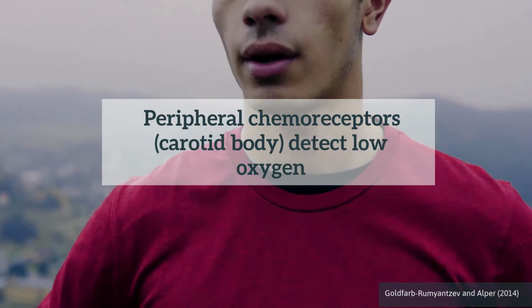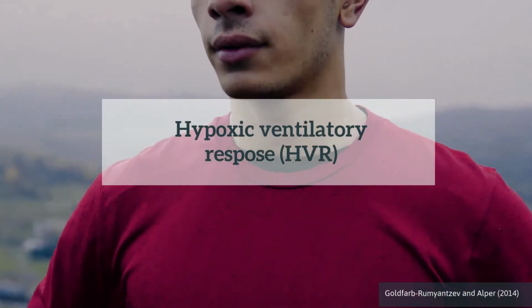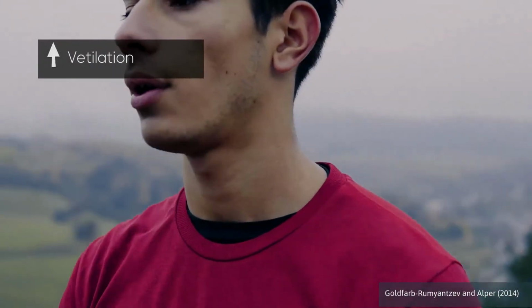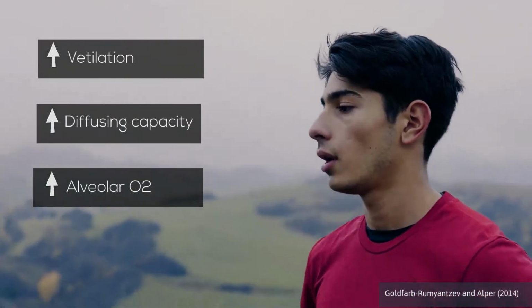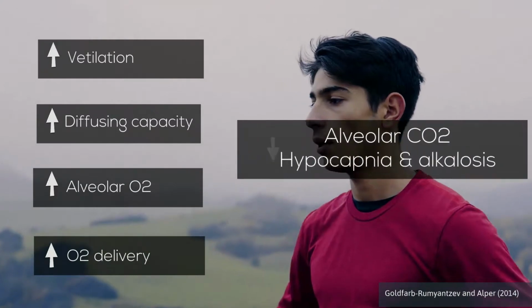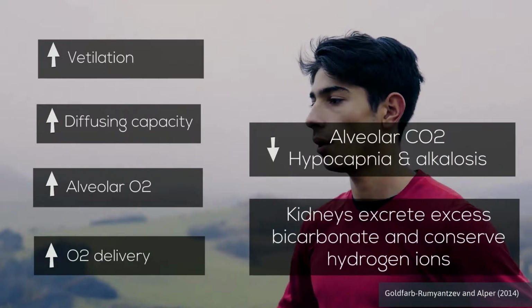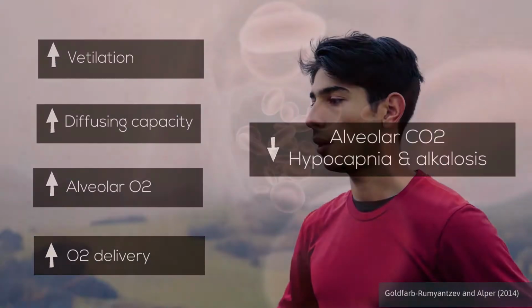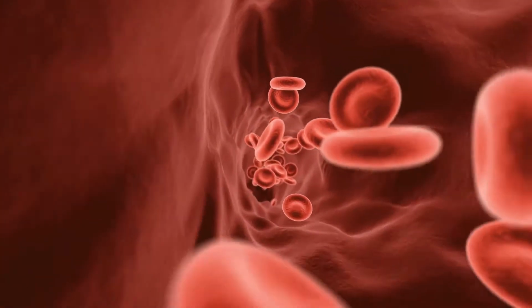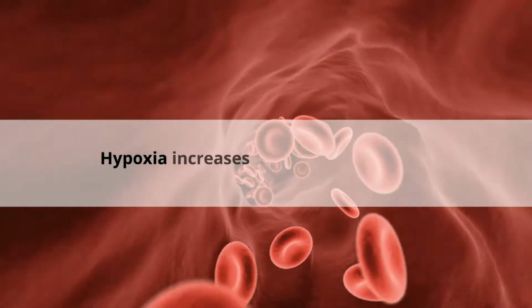Peripheral chemoreceptors detect low oxygen and recognize the body is hypoxic, which activates a cascade of responses. It increases ventilation rate, diffusing capacity, and oxygen delivery, while decreasing carbon dioxide. The kidneys compensate for the increased alkalinity by excreting excess bicarbonate and conserving hydrogen ions.